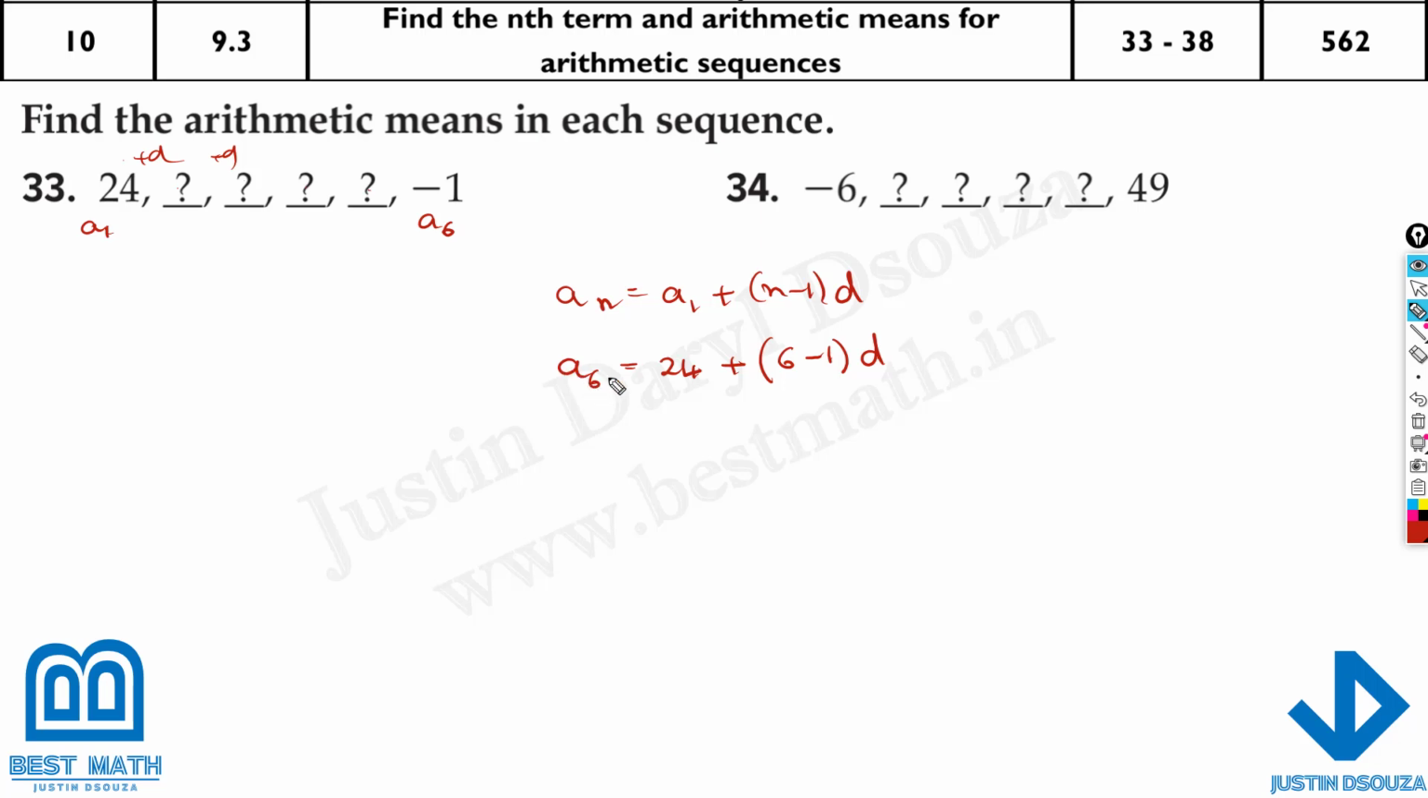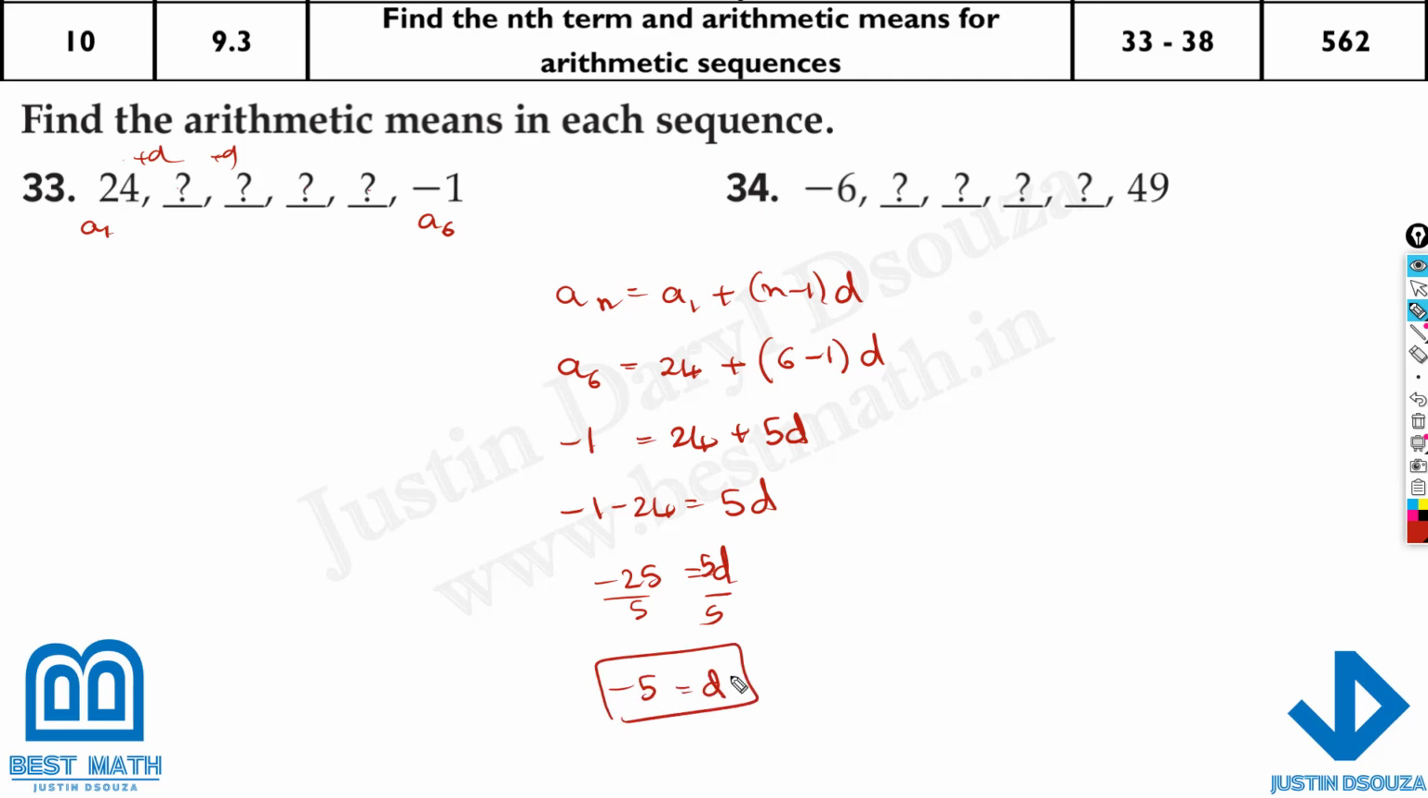So how we do it is, okay, a6, this much is done. Now what is a6 exactly? Minus 1. That is equal to 24 plus how much is this? 6 minus 1 is 5. 5 times d. Let's take this 24 to the other side. It will be minus 24. So minus 1 minus 24 equals 5 times d. That's minus 25 equals 5d. Let's divide both sides by 5, and you're going to get minus 5 is equal to d. So I know minus 5 is the d value.